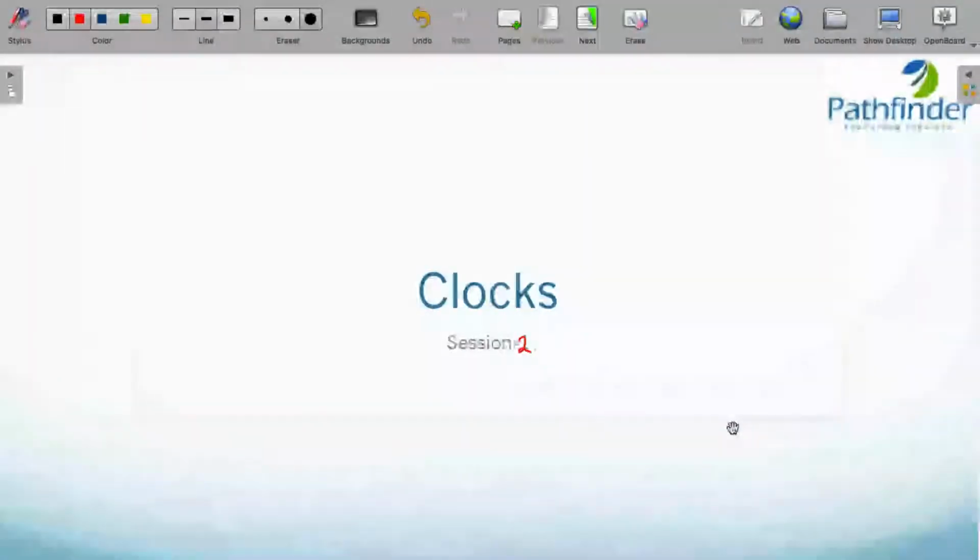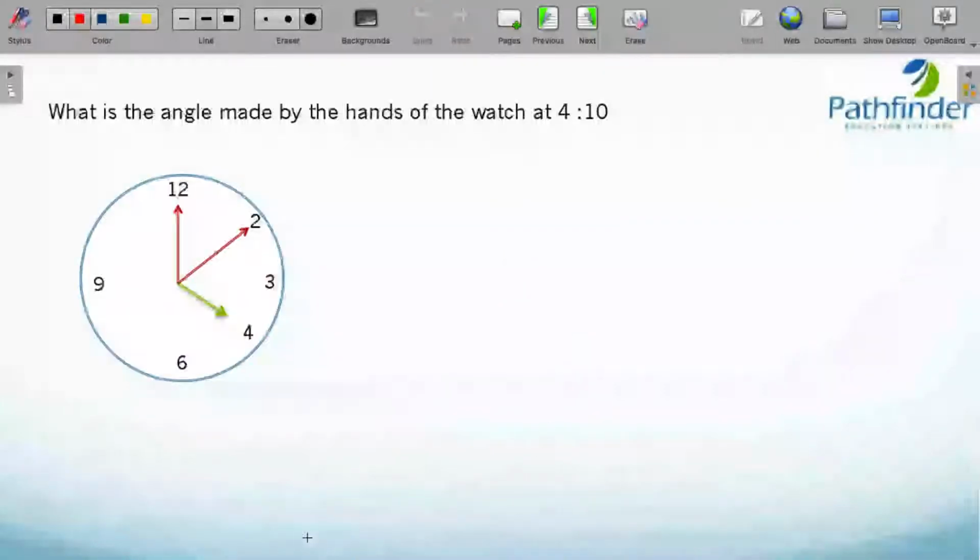Welcome to the second session of clocks, and in this session we will continue the discussion that we had started in session 1, that is calculating angles at different times of the day. Let us look at one more similar question. What is the angle made by hands of a watch at 4 hours and 10 minutes?